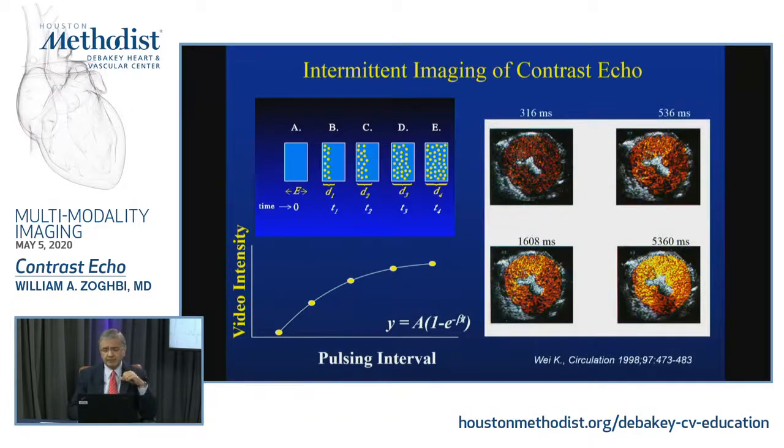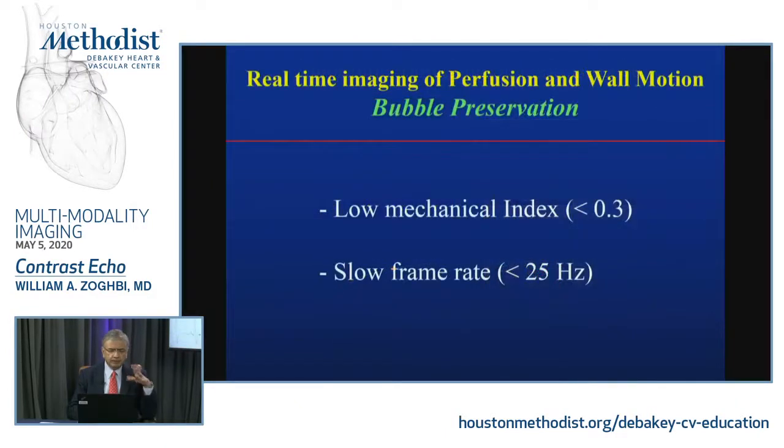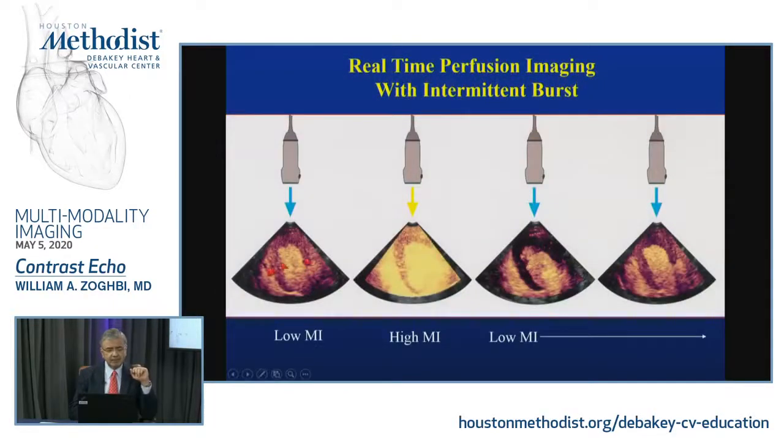And this is from Kevin Wei's early work when they were at University of Virginia. And you know, there was software to do this. So real-time imaging, you have to be bubble preserving. You have to use low mechanical index so you don't destroy them, or a slow frame rate so that you also don't destroy them, or image intermittently. And this is an example, low MI, I can fill it very nicely. I send a high MI very briefly to destroy all the microbubbles, and then I can watch them fill back in and therefore look at perfusion.